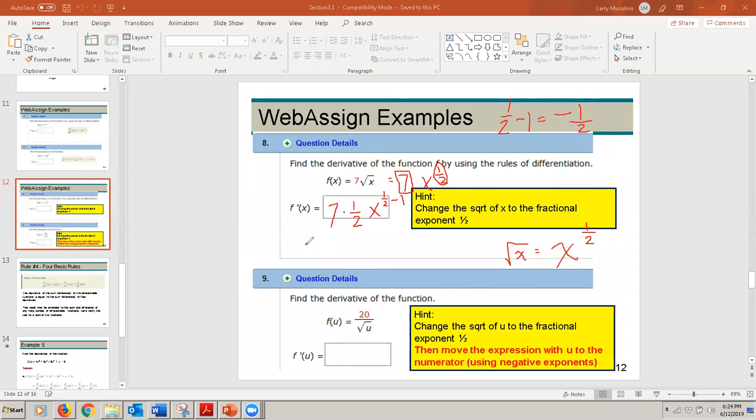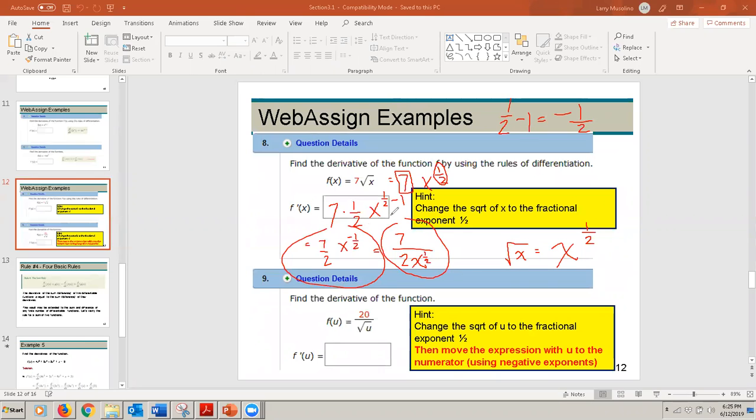So what I'm left with is 7/2 x to the negative 1/2. Could leave the answer like that. And if I wanted to get rid of negative exponents, I could also write this as 7/2 times x to the positive 1/2. WebAssign should either take this answer or that answer. WebAssign is pretty flexible on accepting different answers like that. All right, let's do one more example that involves a square root.